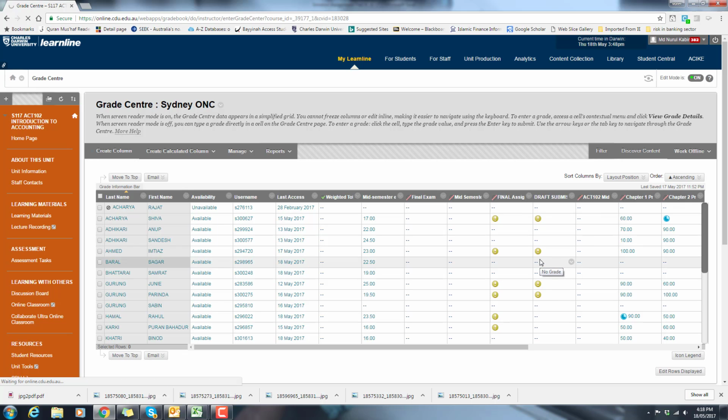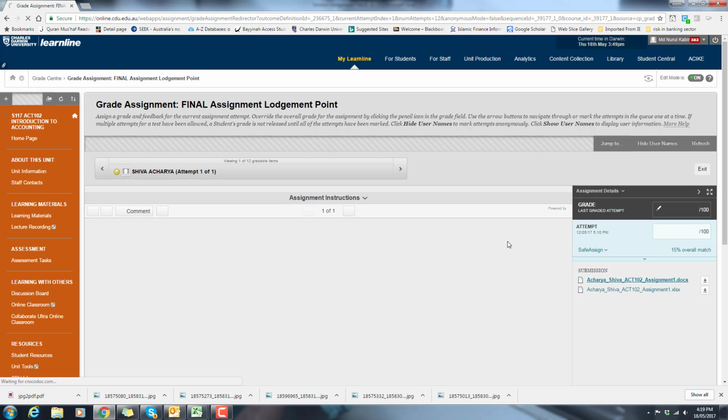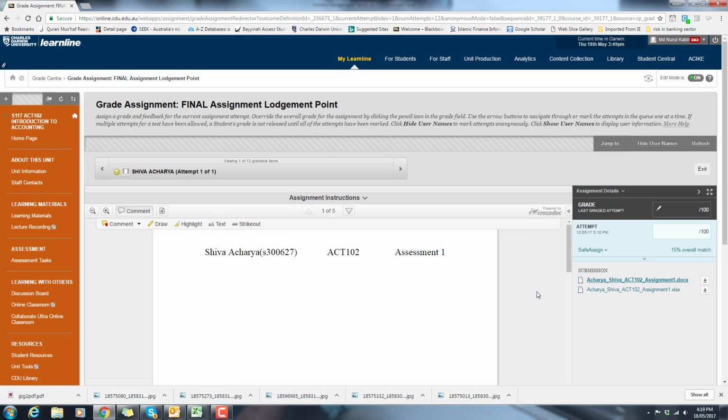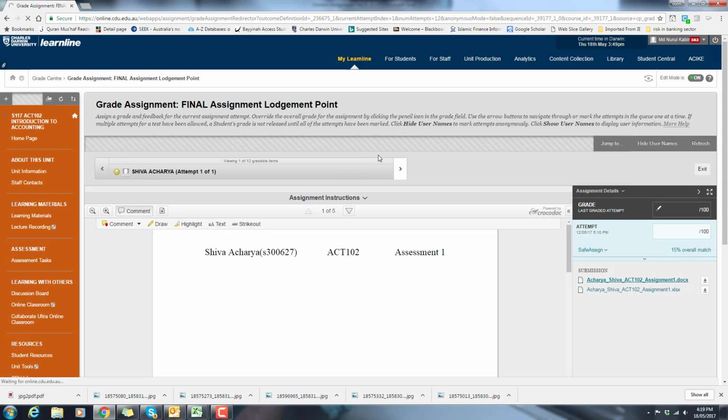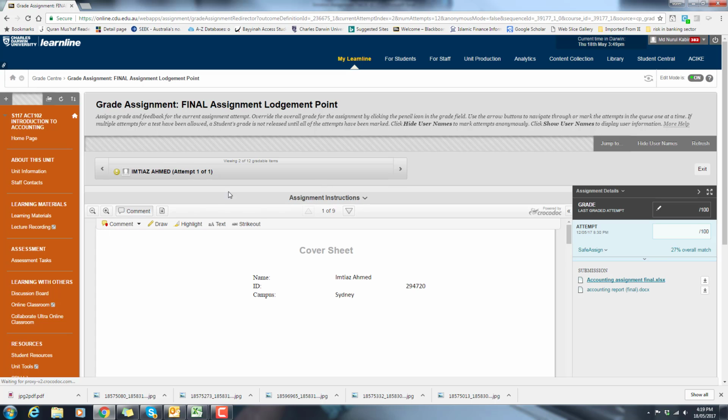Attempt. By looking at the numbers, I should be able to see. So here you go, I think this time it's okay. It shows 1 of 12 gradable items, which means based on the Sydney numbers, 12 students submitted the assignment online. So if I mark this one and click next, it should show me the next students from the Sydney campus. You see, all are coming from the Sydney campus.